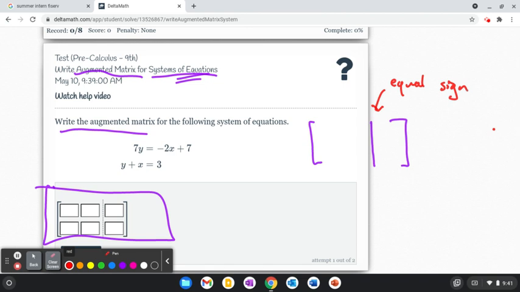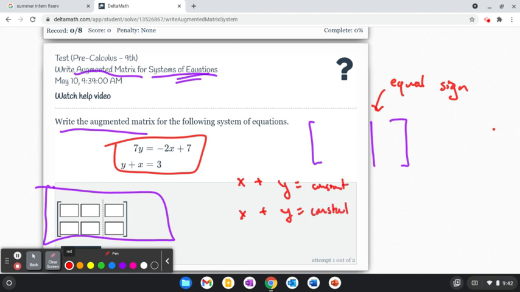So basically all we want to do is rearrange this system of equations so that it's an x plus or minus a y equals some constant, and then another x plus or minus a y equals some constant. That constant is going to go on the other side of that line. So really pretty simple. We're just going to rearrange it using inverse operations, whatever we need to do.